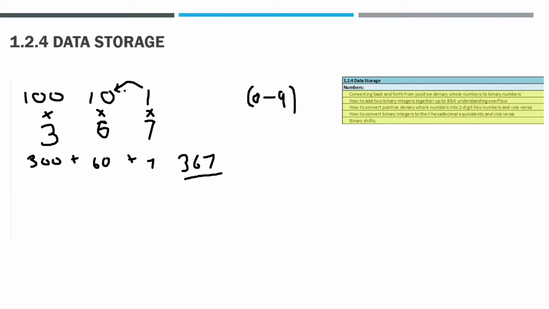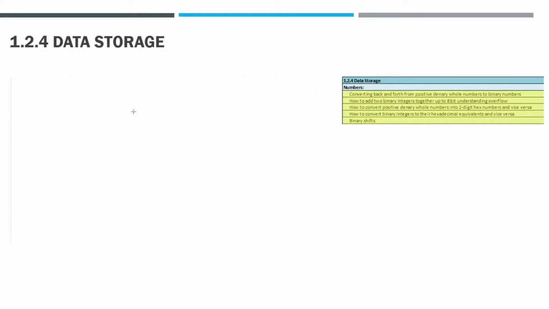Every time it goes along, it is times 10, and it is times 10 because we have 10 digits. So if we apply the same principle to binary, I'll just do 4 bits. You've got 1, 2, 4, 8.